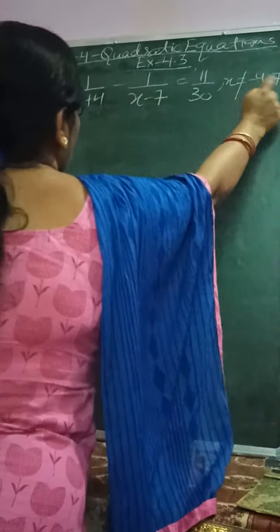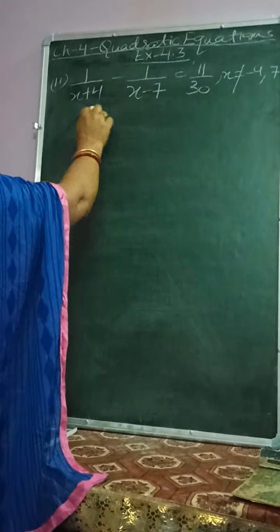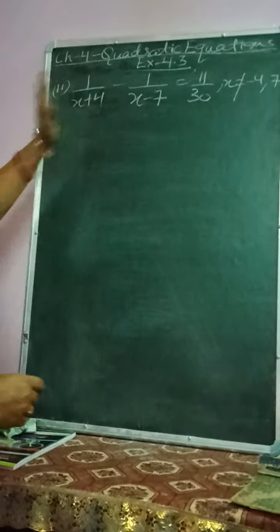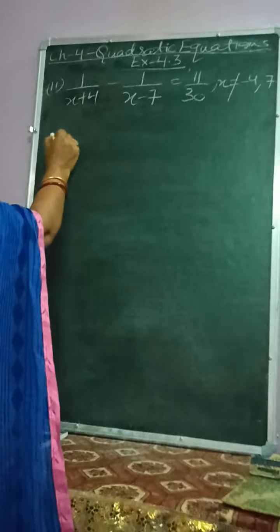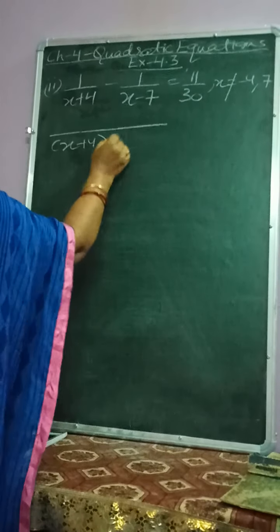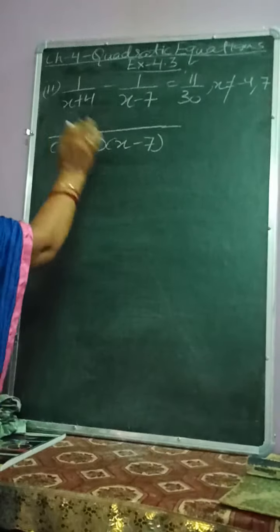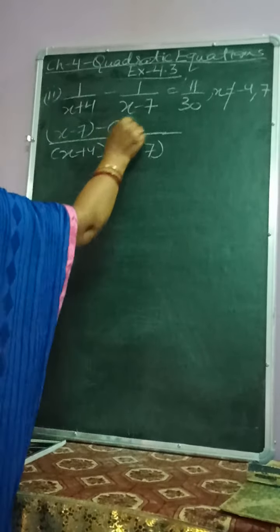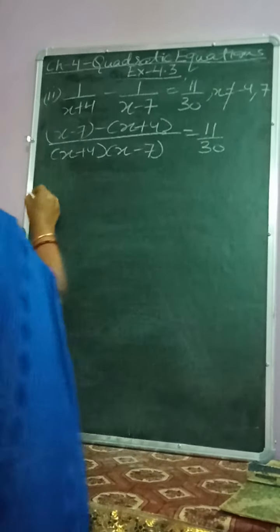Why x is not equal to minus 4 and 7? If we will have x is equal to minus 4 and 7, then the denominators of these two terms on the left hand side will become 0, and 1 upon 0 is not possible, that we all know. Now we have to solve it further. So we will solve it by taking the LCM. So we get x plus 4 into x minus 7 as the LCM in the denominator, and in the numerator we get x minus 7 minus x plus 4. This is equal to 11 upon 30.